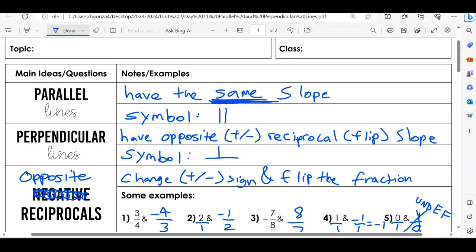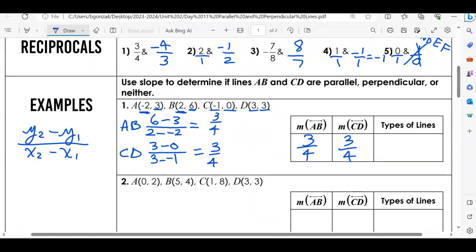Parallel. Does everyone see that? Parallel lines have the same slope. So on this one, if you do all your math right, you see the slopes are the exact same. Make sure you reduce them if you need to, to make sure they're the exact same. You can write parallel. Does that make sense? If your slopes match, you write parallel. Cool?